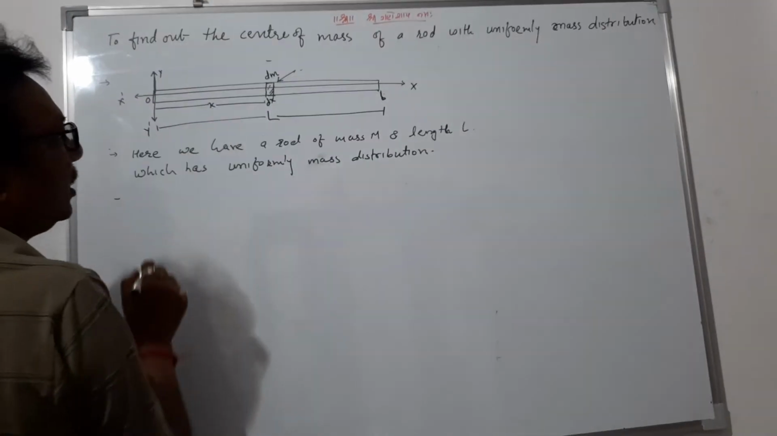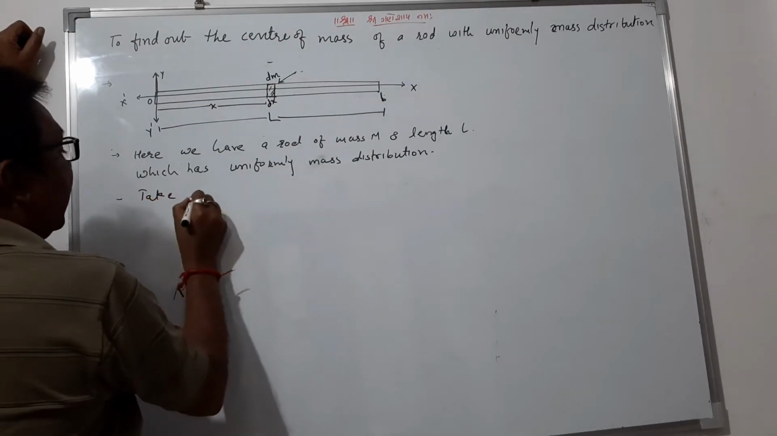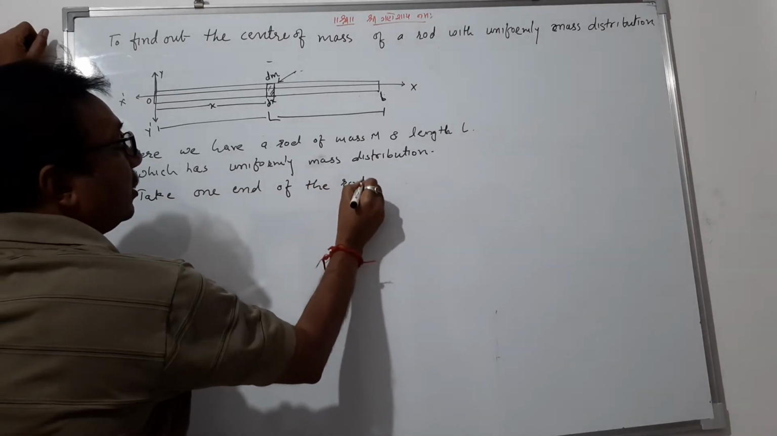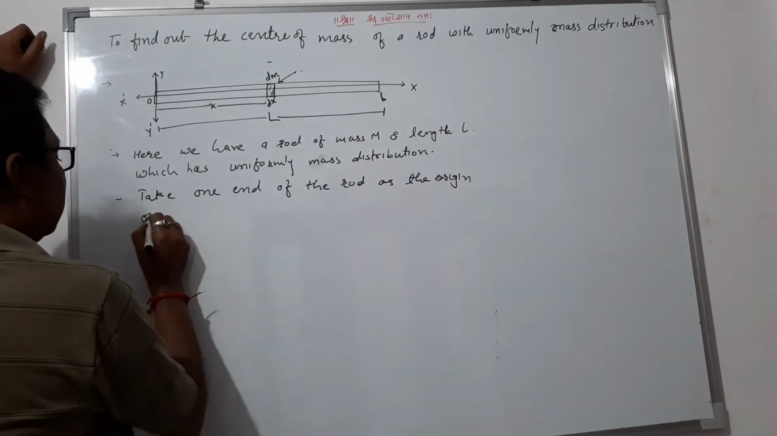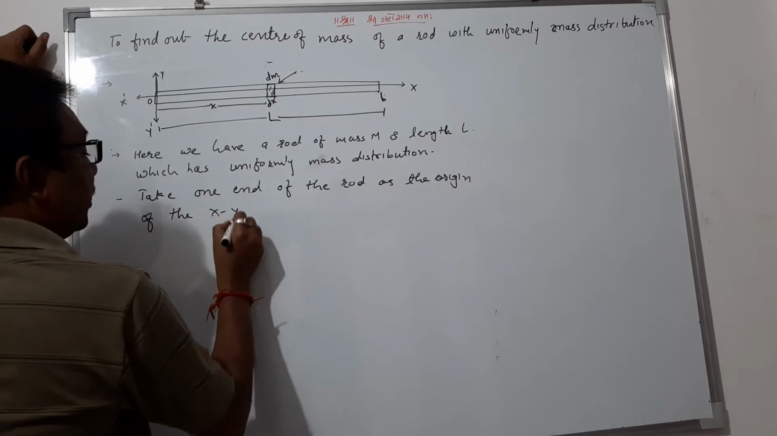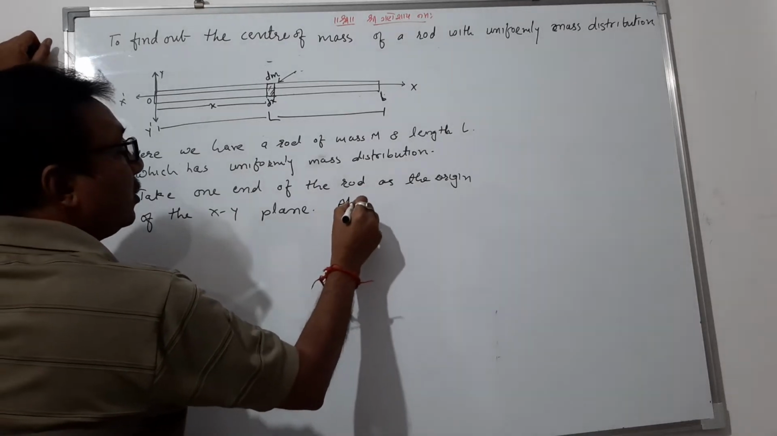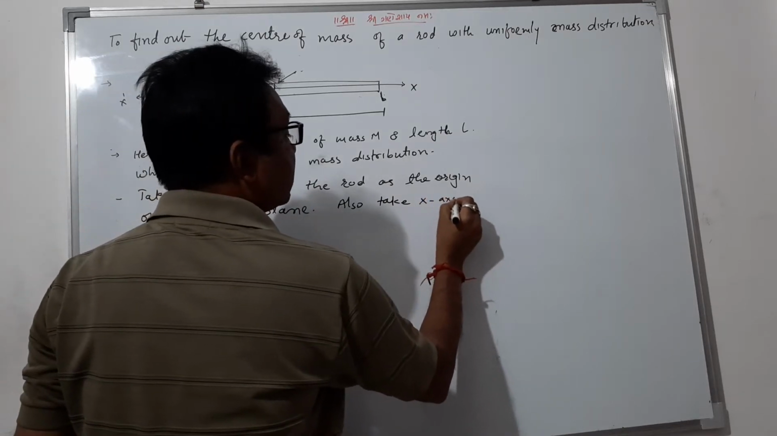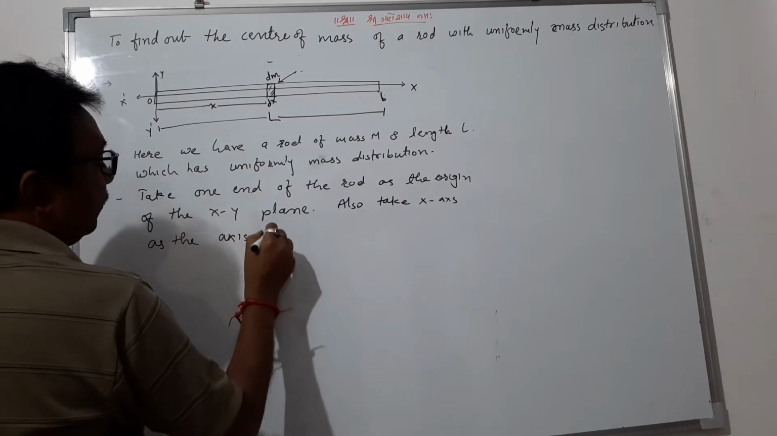Now take one end of the rod as the origin of the xy plane, and also take the x axis as the axis of the rod.